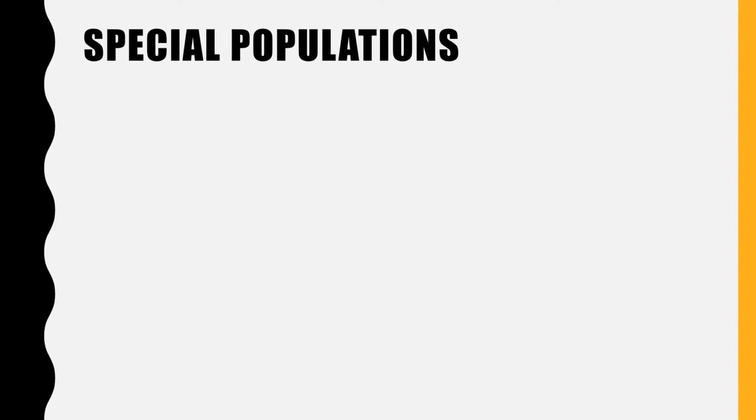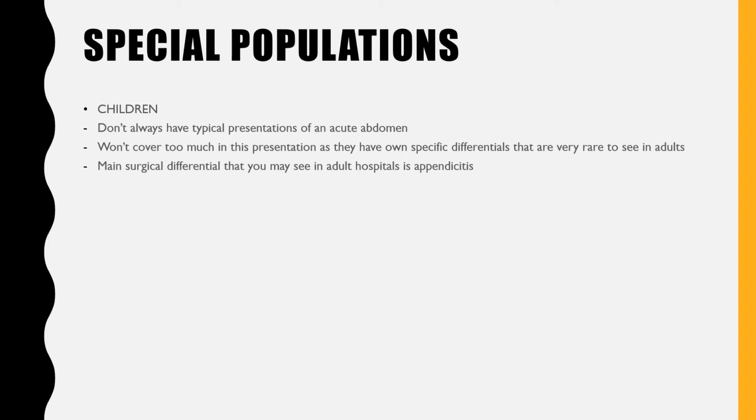So just some important things I want you to note is that certain groups of populations, you'd likely consider some differentials over others. In children, they don't always have the typical presentations that you would expect for an acute abdomen, and some things you don't see in children at all, whereas there's some pathologies that are quite specific to children. So I won't really cover that too much in this presentation. The main thing that you'll come across with kids that may require surgical intervention or a surgical consult in the ED of adult hospitals would be appendicitis. And you see that largely in primary school and teenage age children. It's rare to see it before school age.